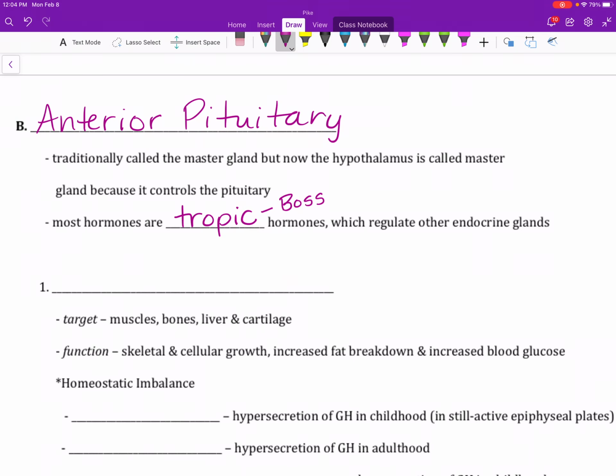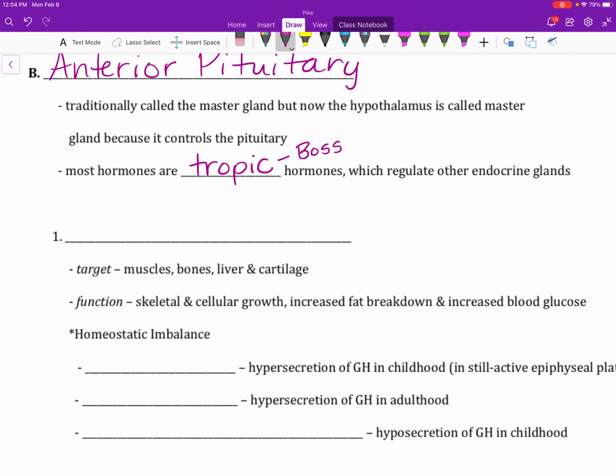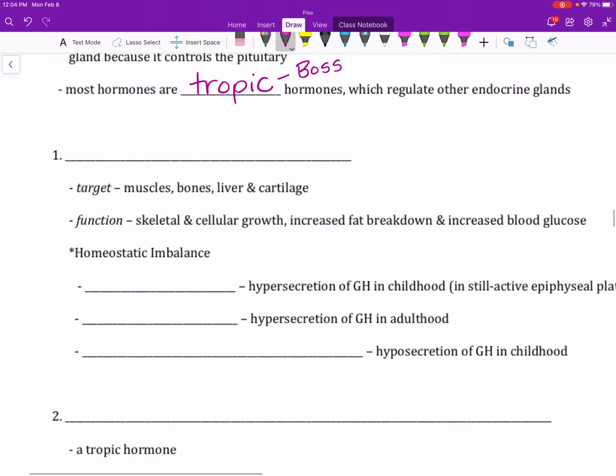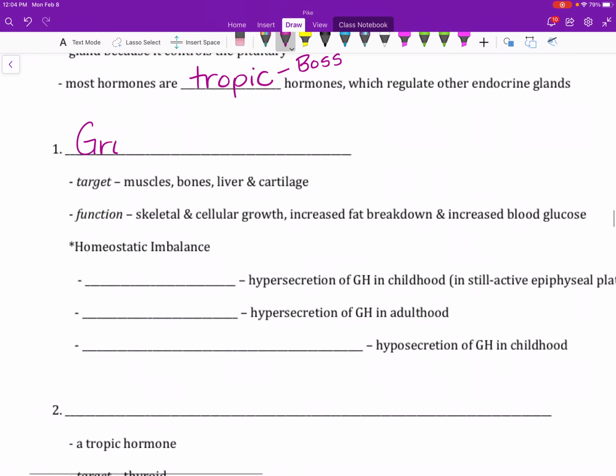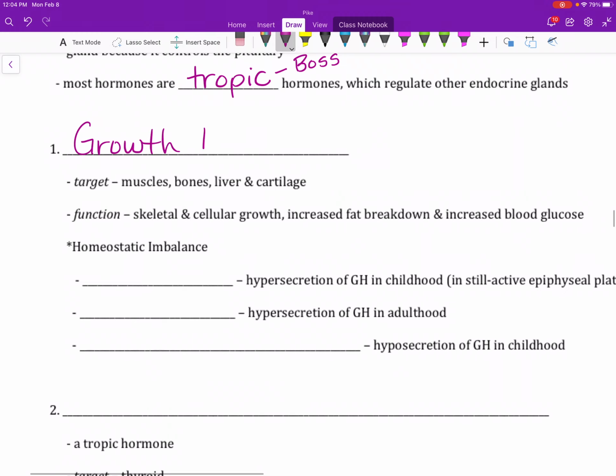So we're going to list them, and I have it very consistent in your notes. It's going to go hormone, target, function for each one. So the first hormone secreted by the anterior pituitary is the growth hormone, or GH.